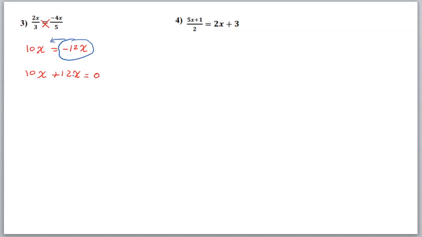And 10x plus 12x equal to 0. And then 22x equal 0. Okay, and then we divide by 22, so we get x equal 0. Okay, so when we have 22x equal to 0, so x must be equal to 0. Okay, so this is the final answer, x equal to 0. That satisfies the equation.